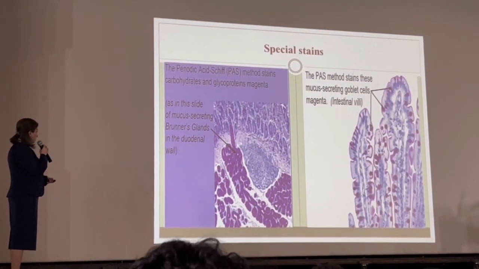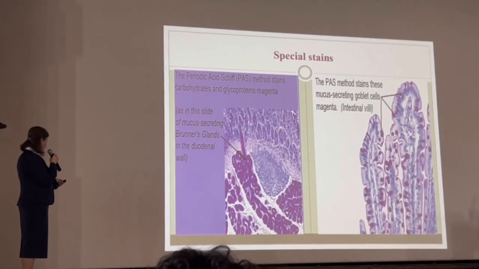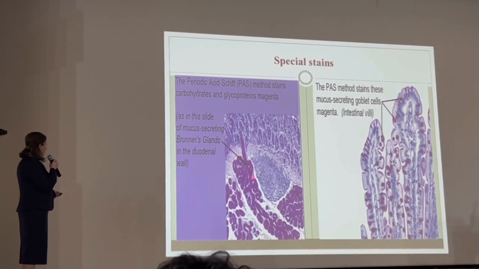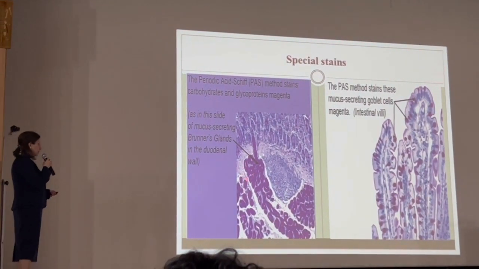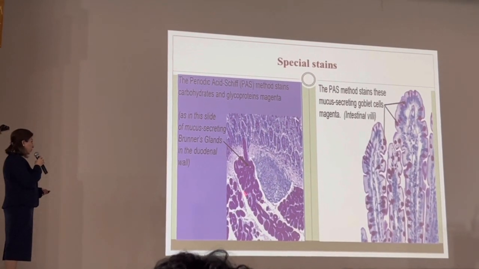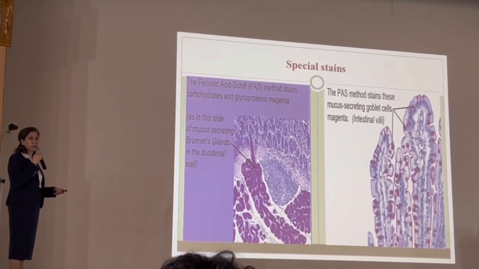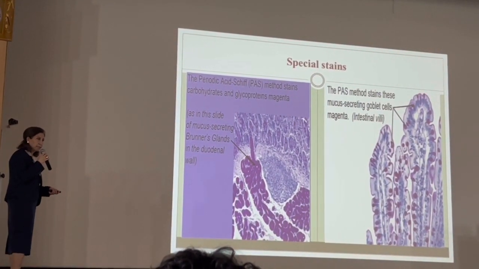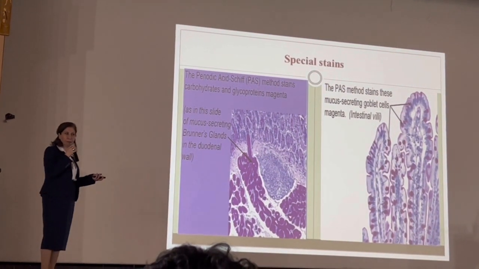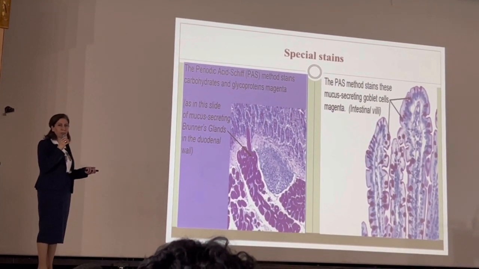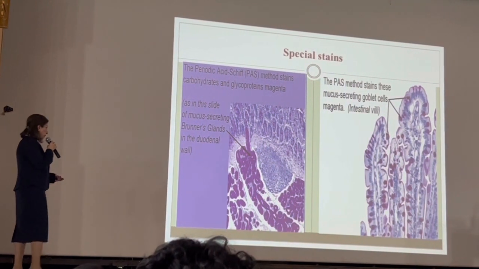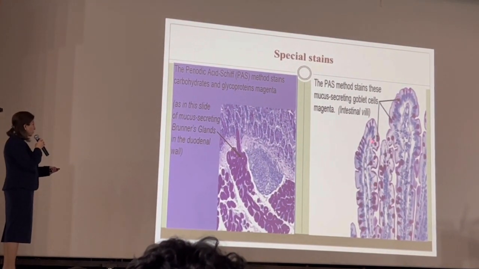So here we have two slides stained with the PAS method, as you see here. Usually the PAS method stains those cells which are involved in carbohydrate production a magenta color. This is called magenta. So it is a special type of stain. It also stains the goblet cell.